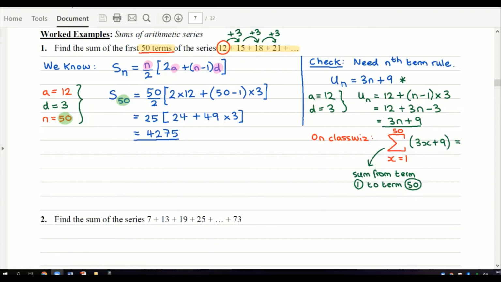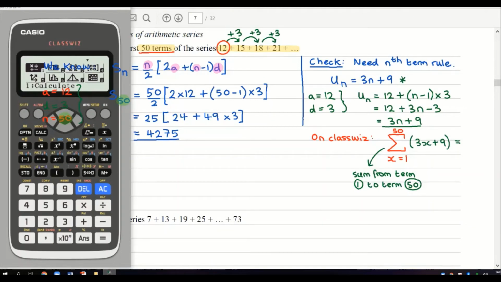Okay, so on your ClassWiz, if I just erase some of this, and get rid of that as well. On your ClassWiz, you don't need your menu. Well, just select one. It doesn't matter. Does it let me tap it? Nope. That's better. Okay.